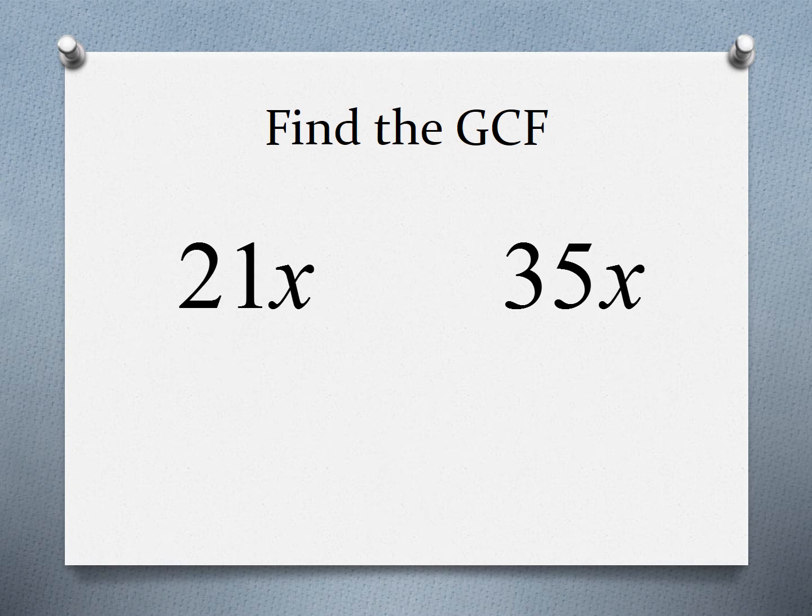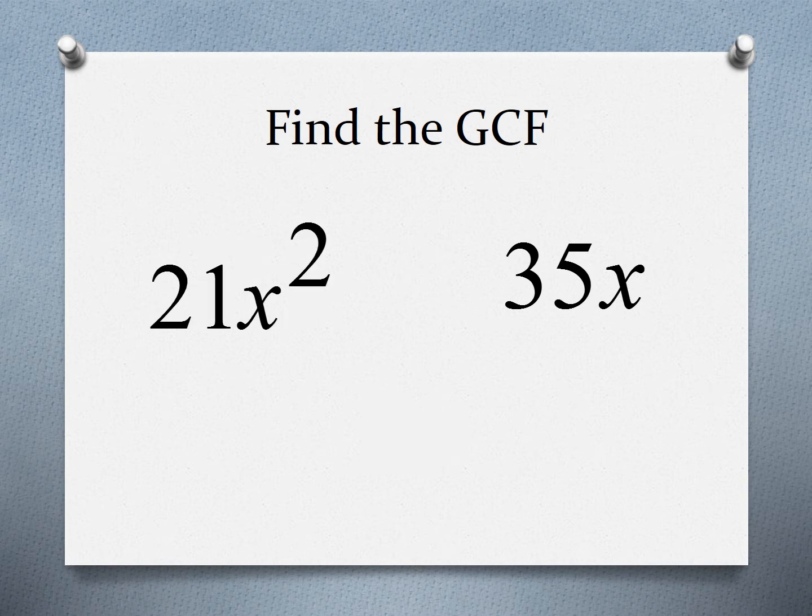So very quickly, this is kind of a similar example. We're looking at 21x on the left and 35x on the right. And the greatest common factor, the largest number that they have in common with each other, is 7 times x, because they both actually do share that x. So we'll bring that with us as a part of the greatest common factor.